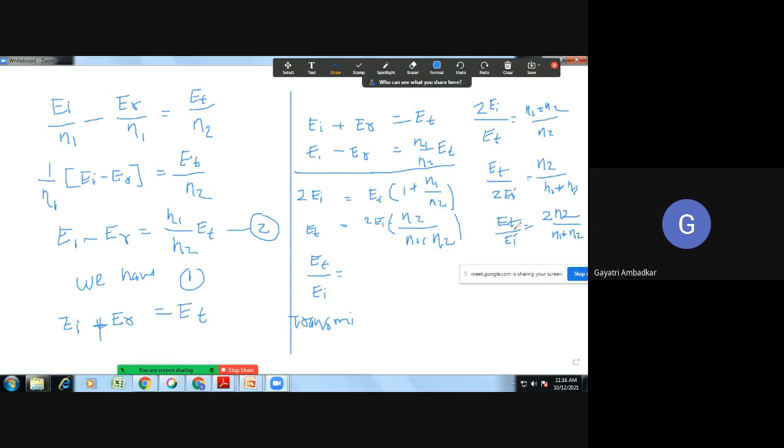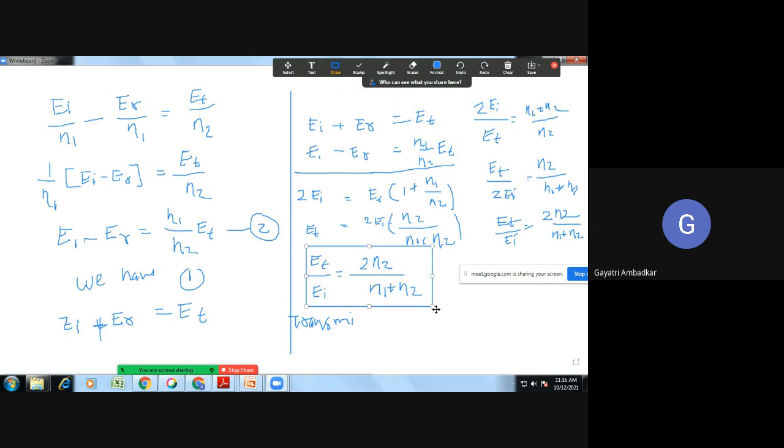So you can do like this and then you can write the ratio like it will be 2 eta 2 upon eta 1 plus eta 2. Got it, Omkar? Yes, ma'am.